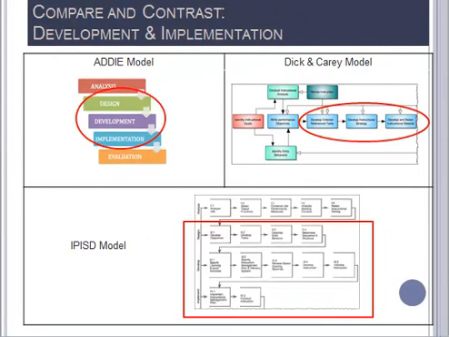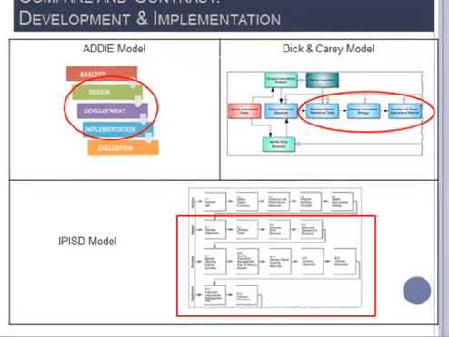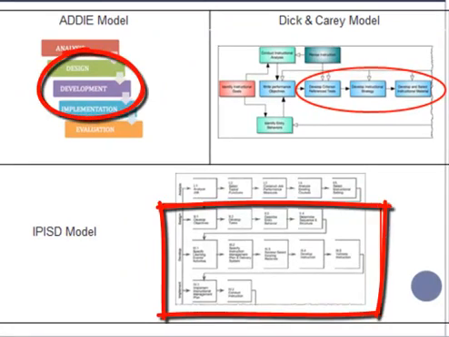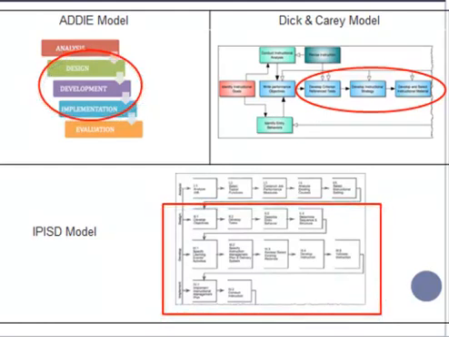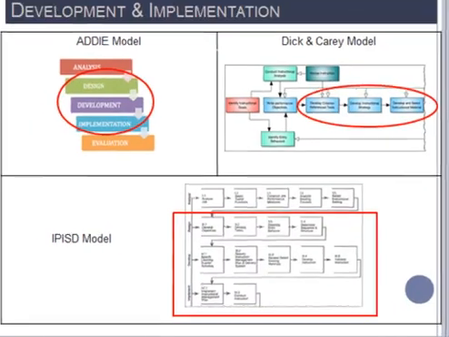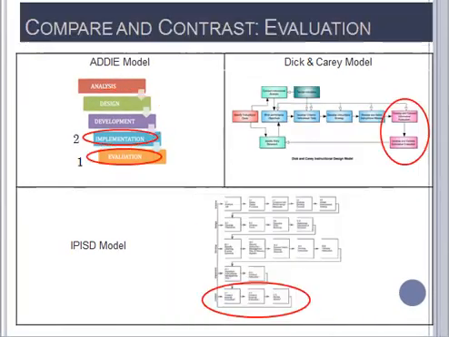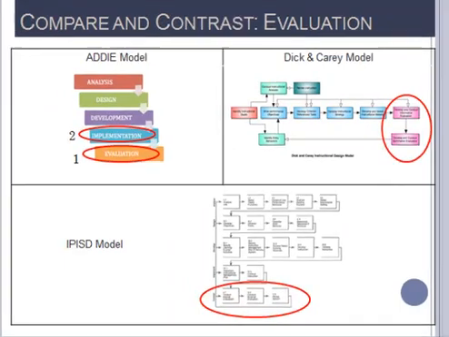The development and implementation stages are very similar between the ADDIE and IPISD models, both coming successively to the design stage and before the evaluation or control stage. These stages are different from the Dick and Carey model, which really couples these two stages into 3 development stages. Evaluation is really the difference maker among the 3 models.